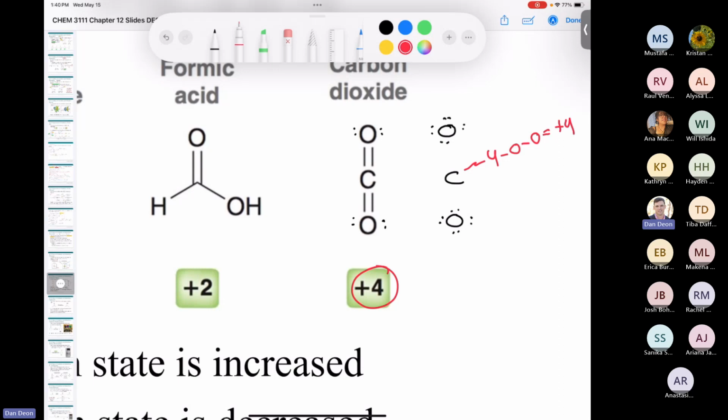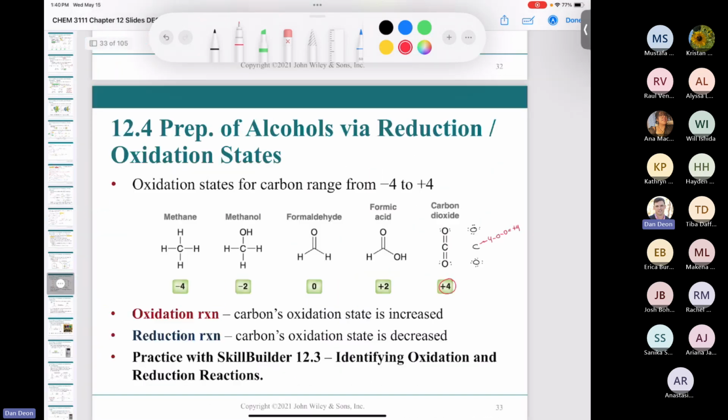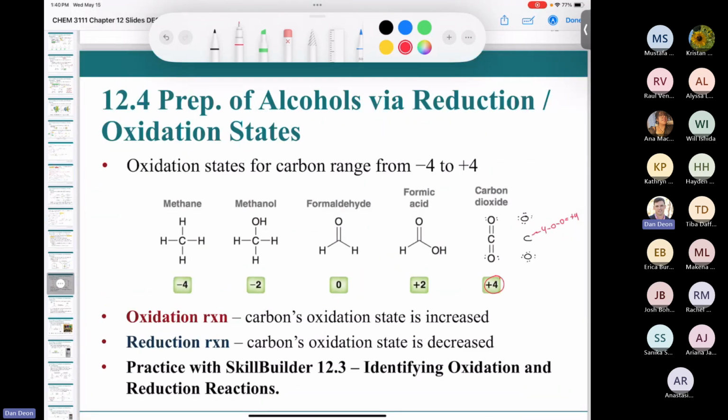Give me a thumbs up if you're with me on that idea. Is everybody with me on the concept? Will you have to practice it? Absolutely. And you can be sure I'm going to ask you about oxidation states on the next quiz.